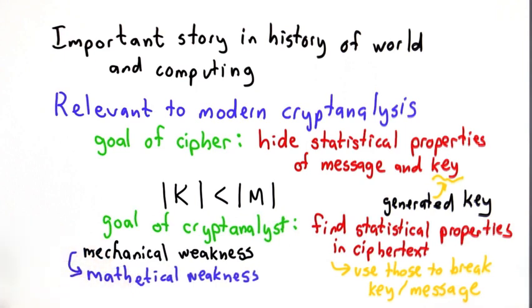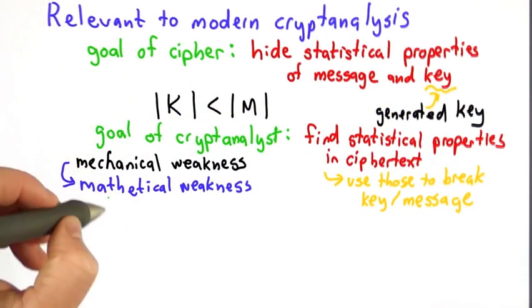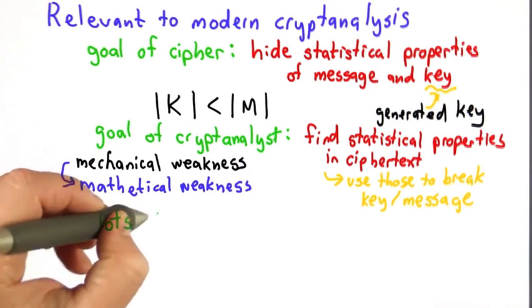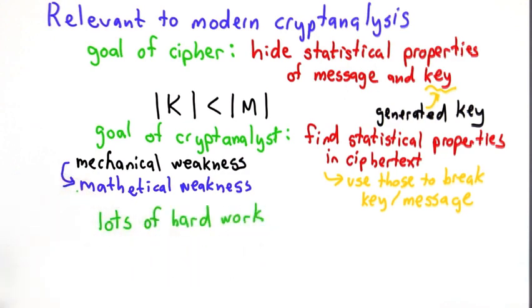There's some problem in the mathematics of the cipher that leaves some statistical property that a cryptanalyst could exploit. The other relevance to modern cryptanalysis is it's really lots of hard work to do that. I find it quite amazing what Bletchley Park was able to do with Colossus.